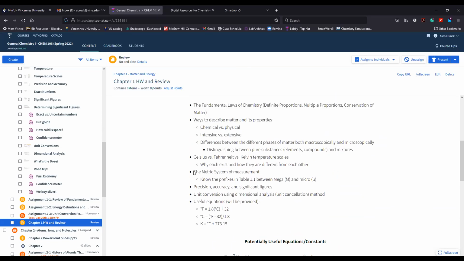What you do need to know is, and I'll modify this slightly because I gave you a slightly different list last week, but you do need to be able to know the metric system. And in particular, remember, we're going to focus between kilo and nano. So if you know the prefixes in the table between kilo and nano, and you know how to convert in between them, that's going to be useful to you.